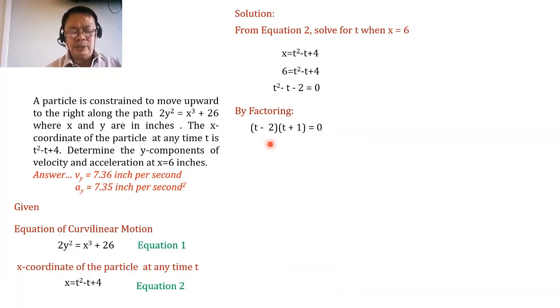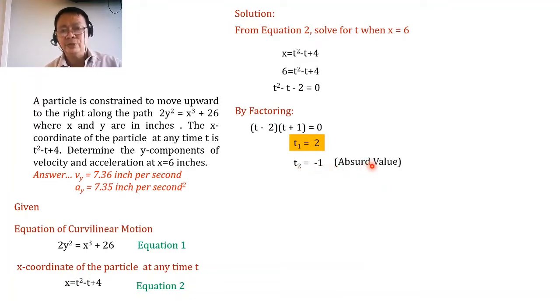So that we shall have here two values of t. The first value will be t sub 1 equal to 2, and the other value will be t sub 2 equal to negative 1. And again, as I have explained earlier, this t sub 2 equal to negative 1 will be considered an absurd value, because it satisfies the given equation but not the condition of the problem. So we'll be using t equals 2.